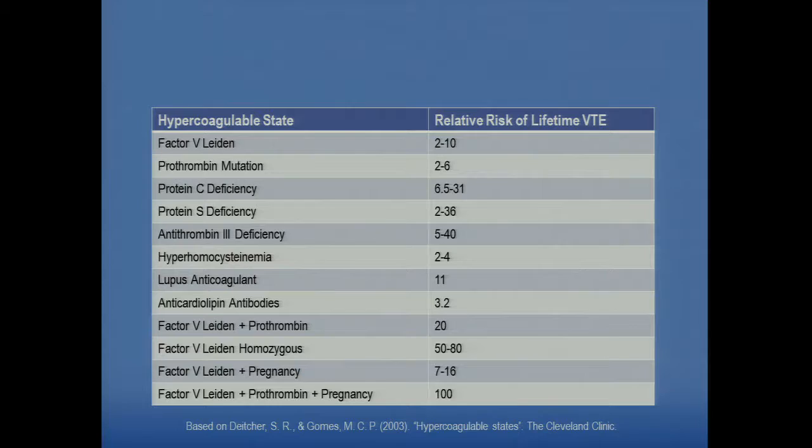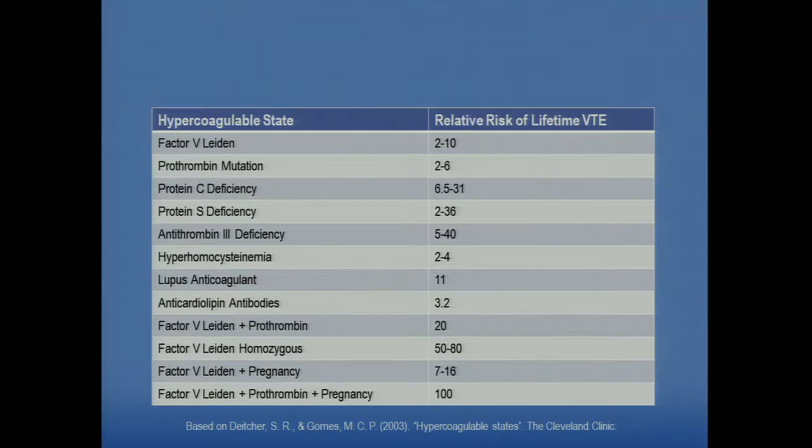Are they multiplicative? If we look at the risk for a factor V Leiden mutation and a prothrombin mutation, we see that the relative risk is 20. Not super high, but when you consider that the relative risk of having either one by itself is somewhere around 2, it appears that indeed these are multiplicative in the way that they change your risk. What about if you have 2 bad copies of factor V Leiden? If you're a homozygous individual, well, that takes your relative risk up to 50 to 80. That's a pretty significant one.